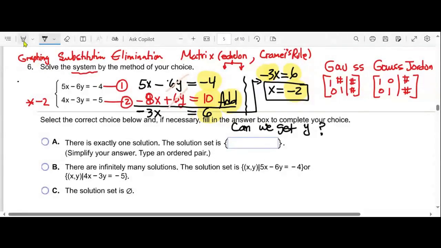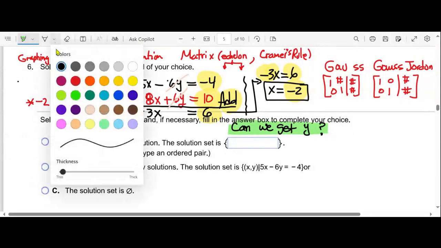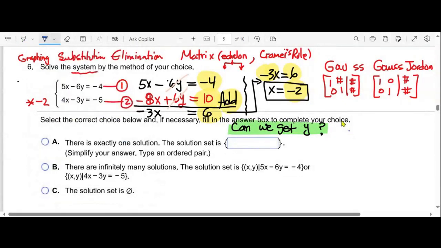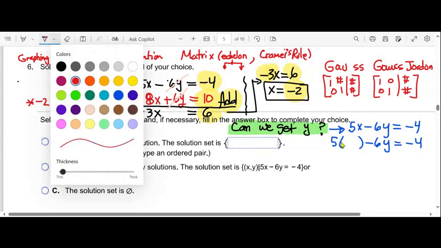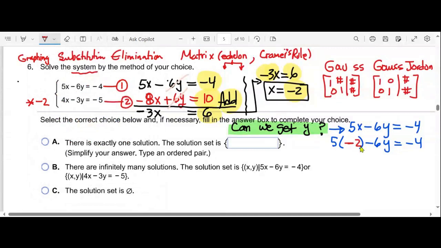Now, can we get y? How can we get y? From which equation? Any equation, right? I can use any equation, right? So let's try the first equation. Now, how much is x, ya Muhammad? -2. So how much does this give you?